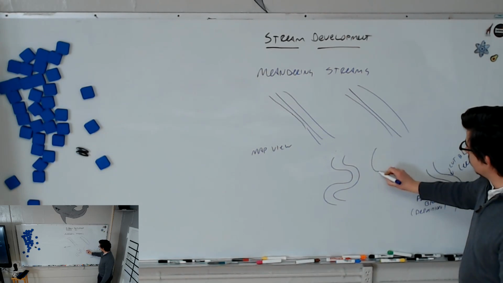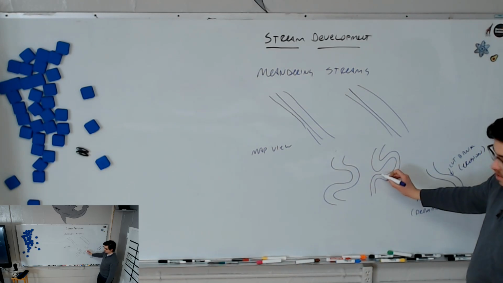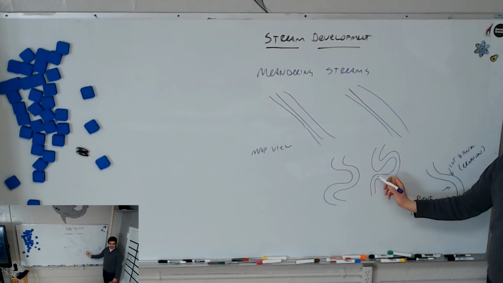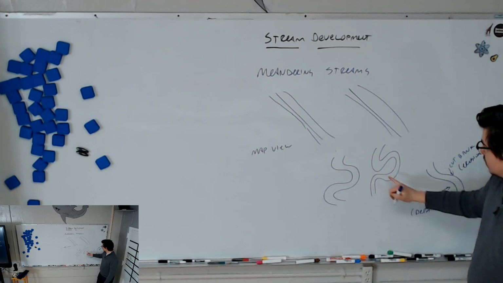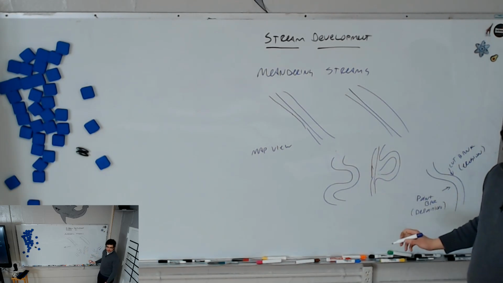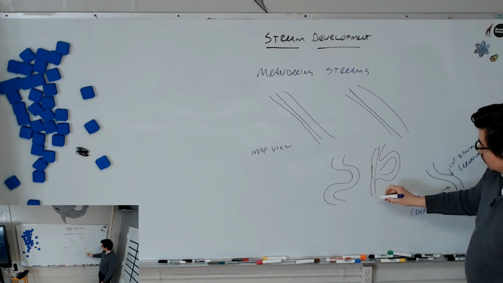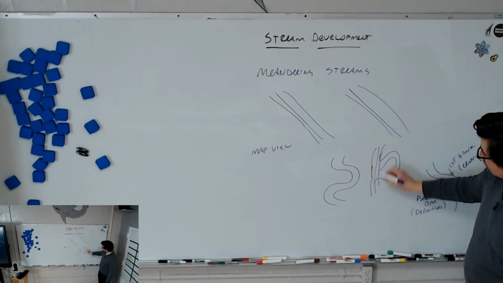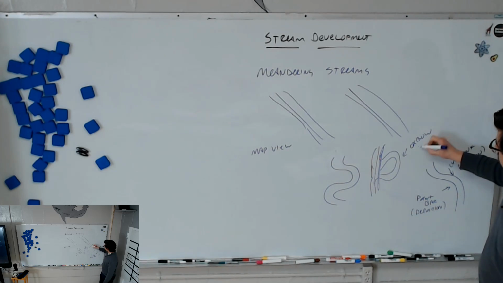Then something kind of interesting happens. If it gets really, really curvy, we start to get this little thing here. And eventually, if this gets any curvier, what's it going to do? It's going to hook up. They're going to connect, and then the water's going to go this way, because remember, water's always going the easiest way downhill. So the water's going to go through here instead, and this whole thing here kind of gets cut off. And this is called an Oxbow Lake.